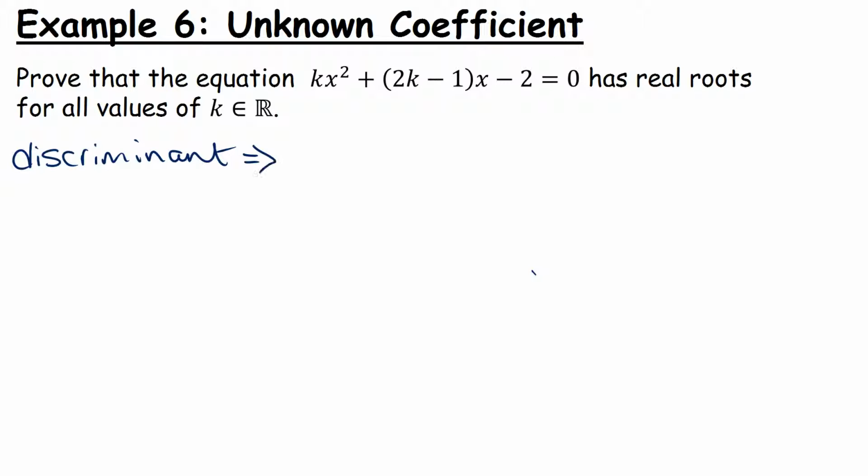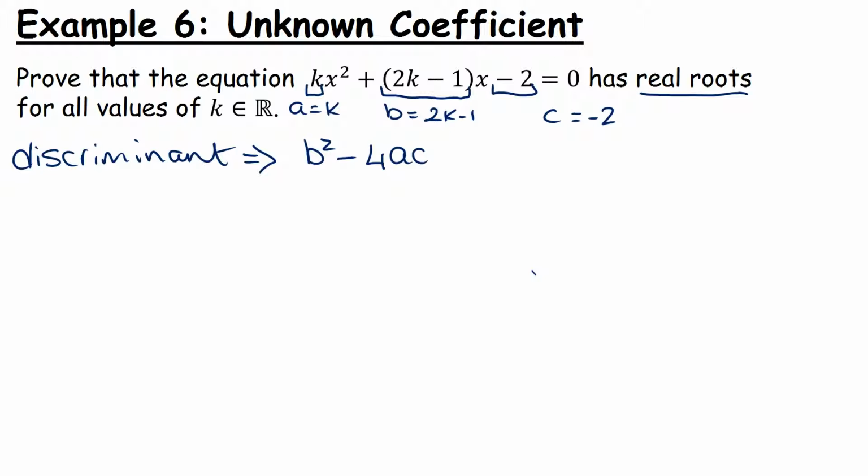So our discriminant is b squared minus 4ac. So here's my a, so a equals k. Here's my b, so b equals 2k minus 1. And then here's my c, so c equals minus 2. So we want to show that it is real roots. So remember to show the real roots, we want to show that it is greater than 0. So let's sub into our formula.